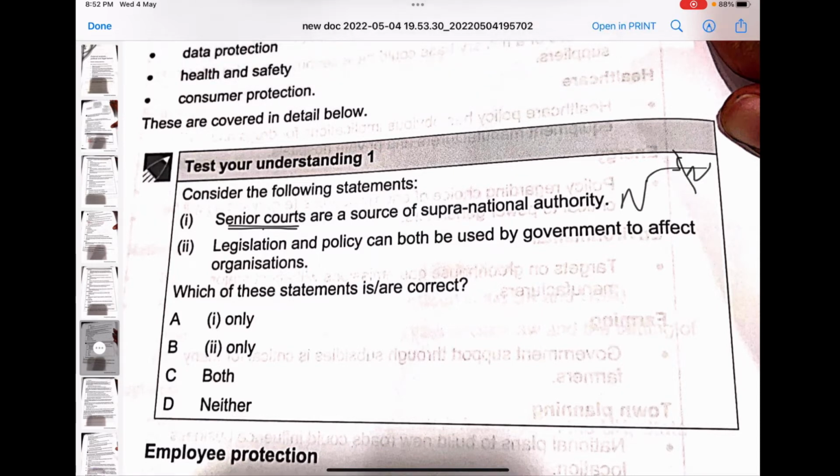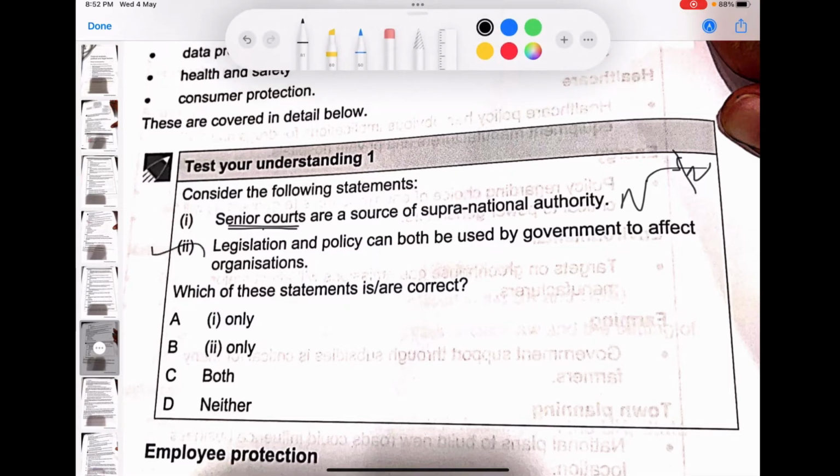The next one: legislation and policy can both be used by the government to affect organizations. We have just done that: there are two ways in which a government can affect an organization. One is by legislation and the second is by policies. So the answer is B, which is 2 only.